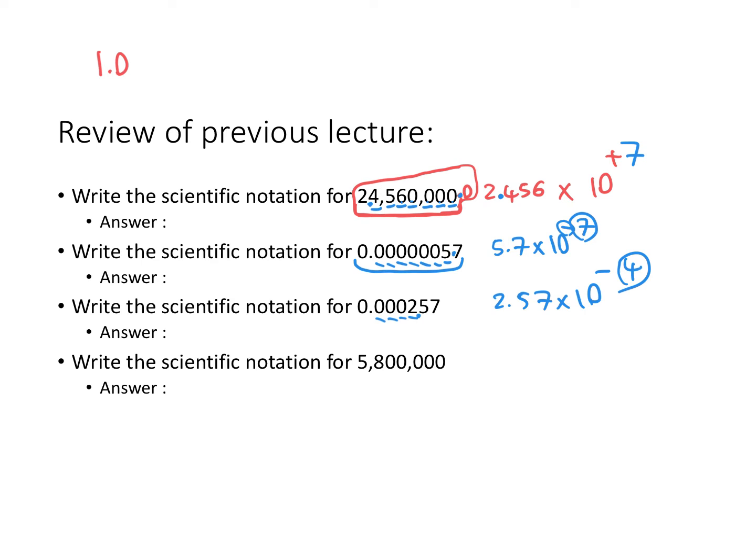What about the next one? Can anyone tell me that? 5.8 times 10 to the 6. Right? So here, when we don't have a decimal point, it means that it was here, and then we shifted to here. So 1, 2, 3, 4, 5, 6. And then the number is large, so the power would be positive, and the number between 1 and 10 would be 5.8. Any questions about scientific notation? Okay.